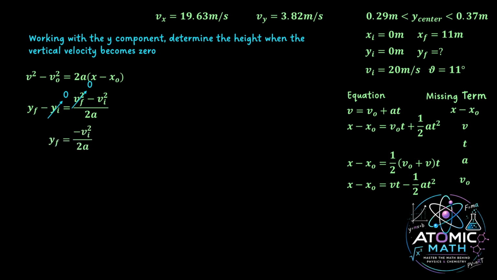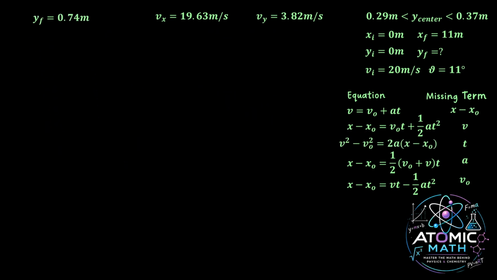So this equation is going to simplify down to this. And if we plug our values in, we're going to find our y final to be 0.74 meters. So the ball will reach a height of 0.74 meters before it starts coming back down. So now that we have that, let's determine how long it took for the ball to reach that point.